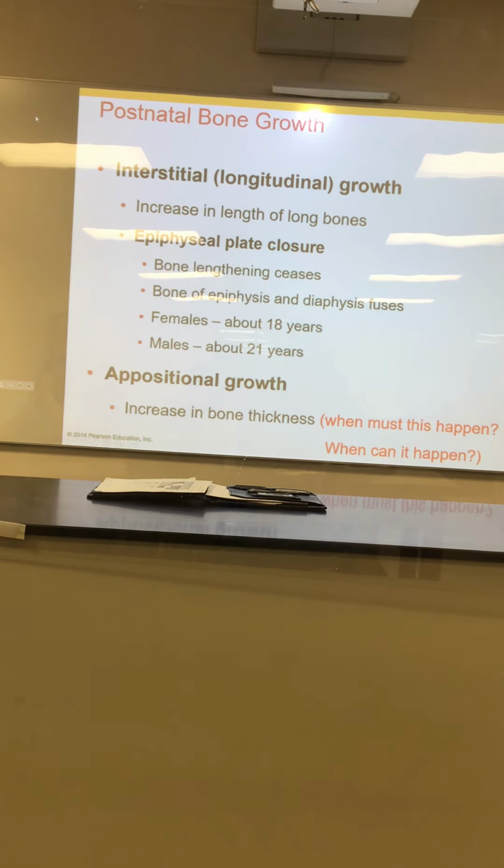Interstitial growth versus appositional growth. Interstitial growth is how bone lengthens. Appositional growth is how bone gains thickness.